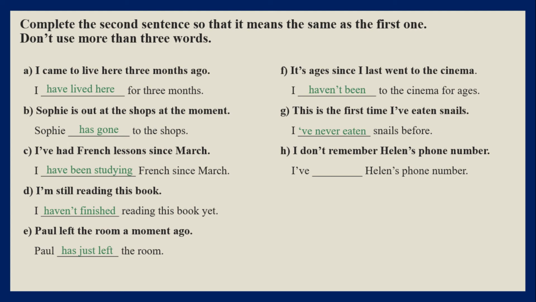H. I don't remember Helen's phone number. Or you could say I've forgotten Helen's phone number. Again, we use present perfect here because we are focusing our attention on the result of an action, which is forgetting something. It means you don't know Helen's phone number right now.